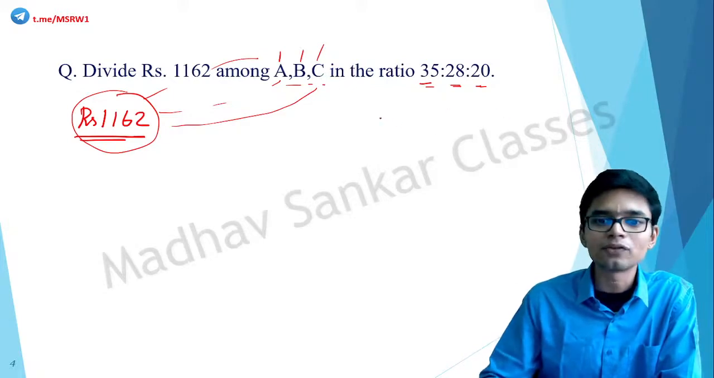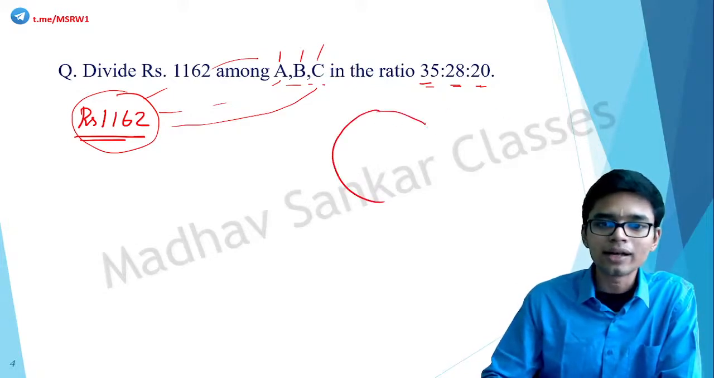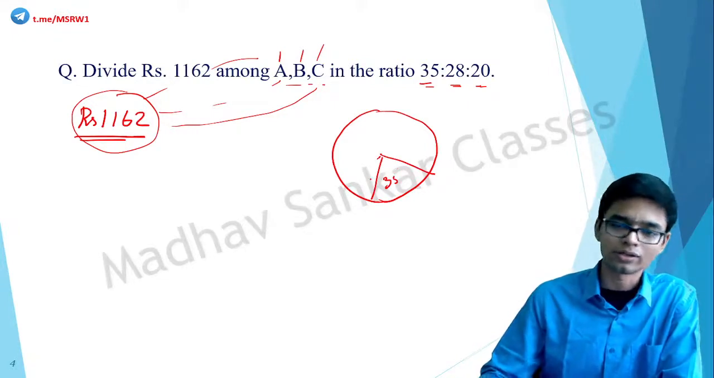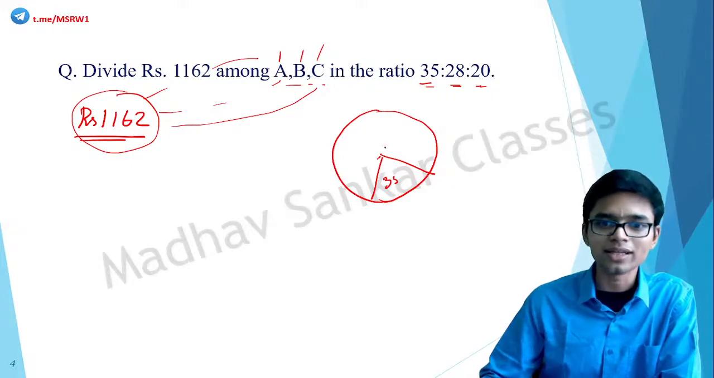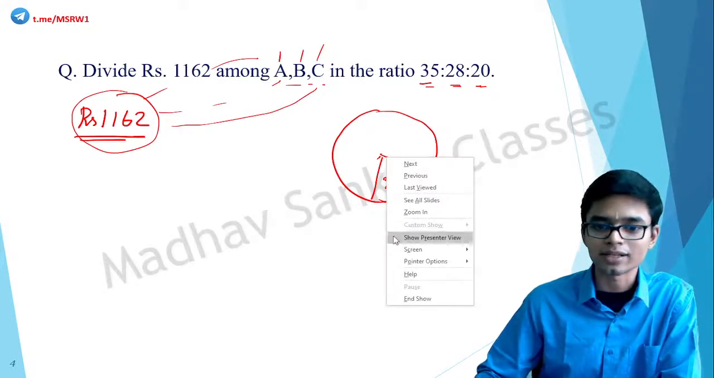So basically, if you draw a pie diagram, 35 percentage, sorry, we cannot convert this to percentage directly, sorry for that. We have to adjust it towards 100 before I can do that. One second.